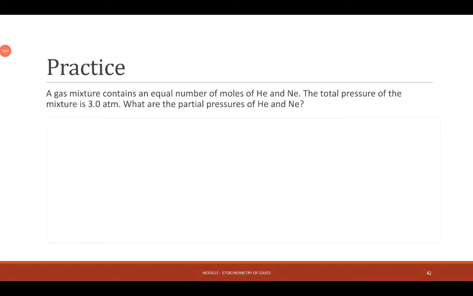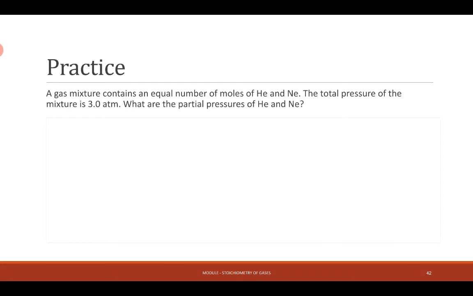Here's another practice problem for you. This one should be a little bit more conceptual in nature. It says a gas mixture contains an equal number of moles of helium and neon. The total pressure of the mixture is 3.0 atmospheres. What are the partial pressures of helium and neon? You should be able to do this in your head without the aid of a calculator. Unpause the video when you are ready to check your answer.